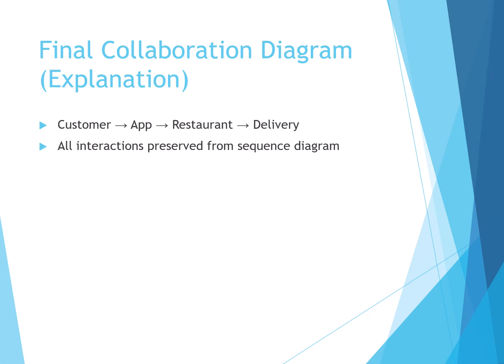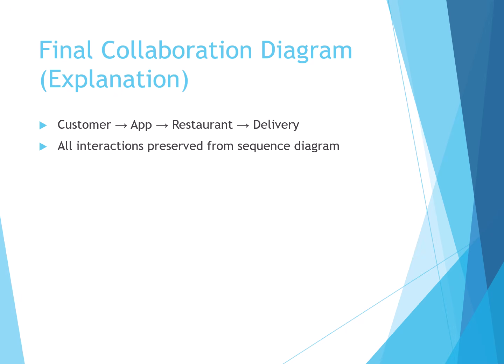So the final collaboration diagram, how should it look? Now we have to look at the complete picture. I will show you the collaboration diagram. All the information from the sequence diagram is preserved. We just display it in a relationship oriented way: customer sends order to the app, the app to the restaurant, then the delivery partner and back to the customer.